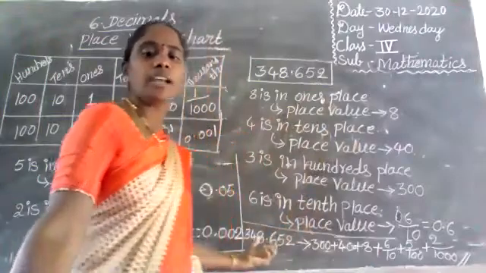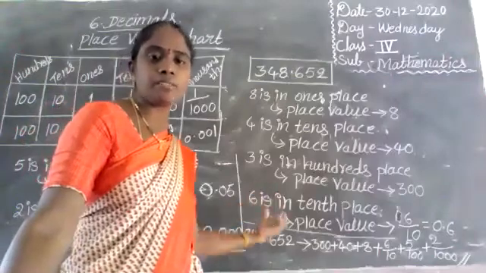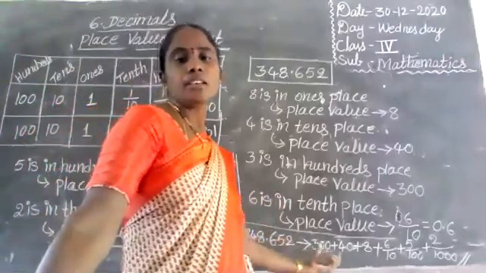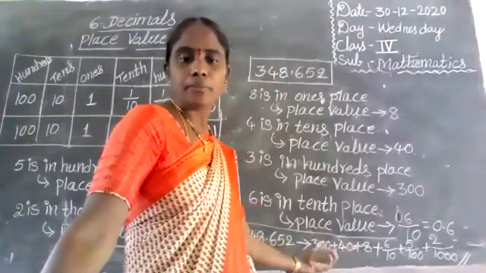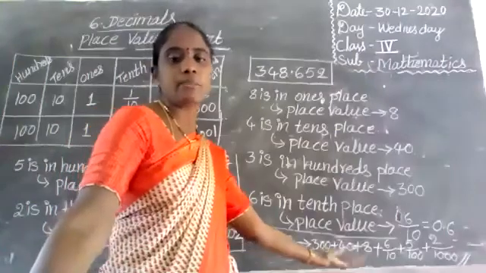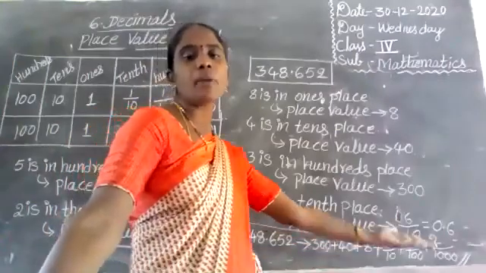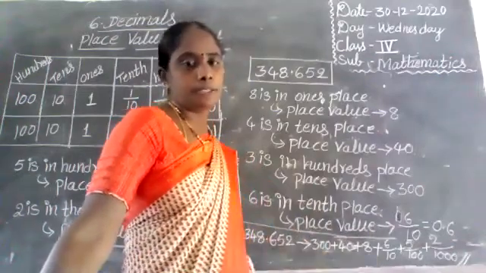Then how can we write the expanded form? In whole numbers or decimal numbers, we write the sum of the place values of the digits. That is the expanded form. So I wrote it: 300 plus 40 plus 8 plus 6 by 10 plus 5 by 100 plus 2 by 1000. That is the expanded form of this number.